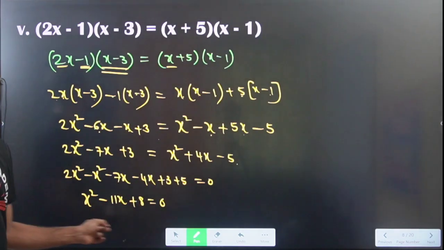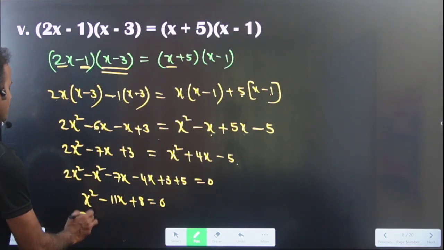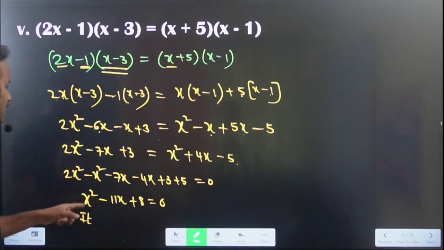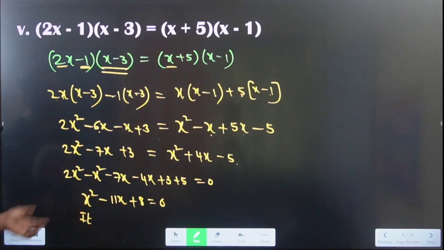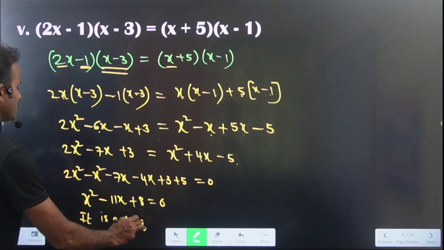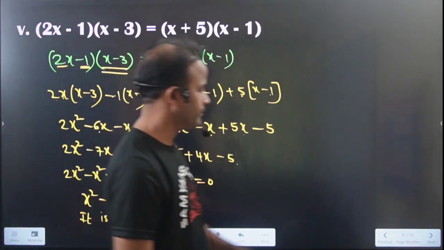Now you see it is in the form of a quadratic equation, ax square plus bx plus c equal to 0. And also, what is the highest power of variable here? 2. So therefore we can call it a quadratic equation. You have to write like this. Okay, then move on to the next question.